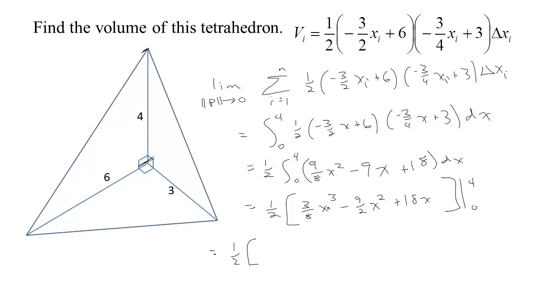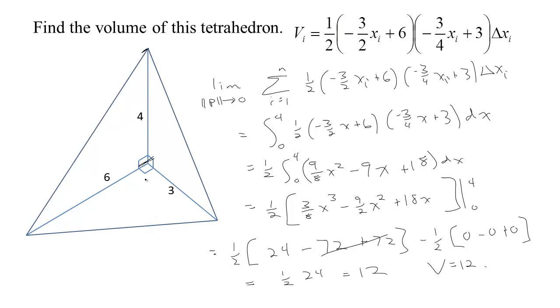So if we plug in 4, we have 4 cubed, that's 64, but 64 divided by 8 is 8, and 3 times 8 is 24, so we have 24. Put a 4 here, we have 16, but half of 16 is 8. 9 times 8 is 72, so we have 24 minus 72. And then we have 4 times 18, which is actually 72 as well, minus, well, when we plug in 0, we get 0 minus 0 plus 0, so that really doesn't matter in this particular case. So we have 1/2 of 24. The 72's cancel, and so we have a volume of 12. The volume is 12.